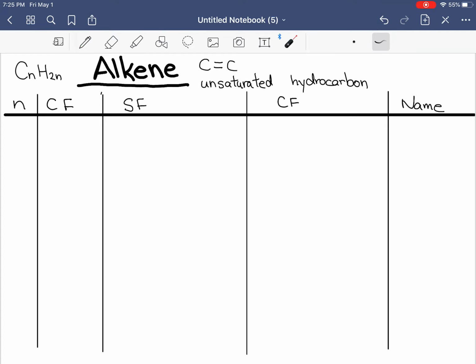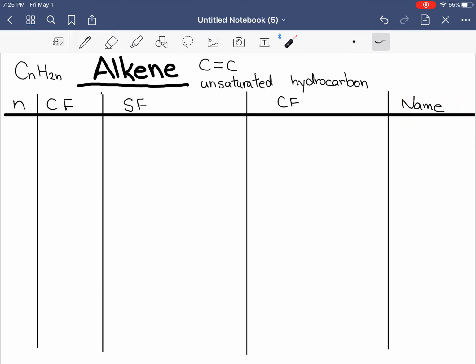I have this table. Hopefully you've drawn the same thing in your notes. So N stands for number of carbon. CF stands for chemical formula, which we know already is pretty useless. SF is not Street Fighter, is structural formula, which I don't want you to use. This is what I want you to use: condensed formula. And of course, the name.